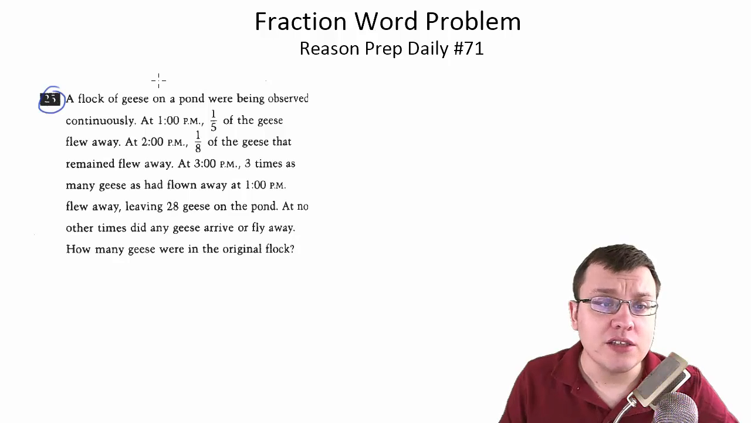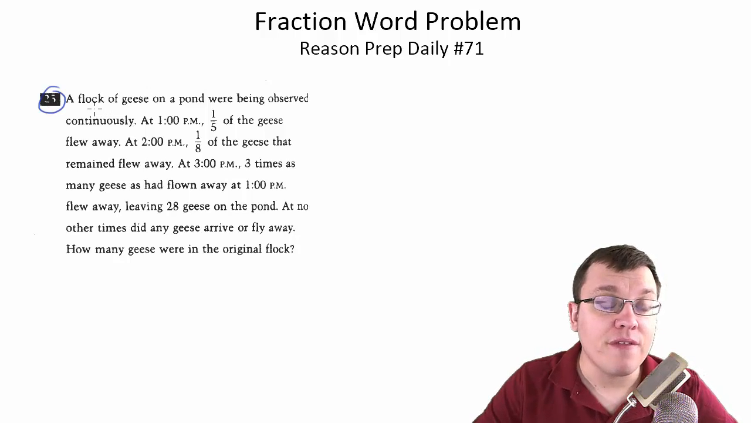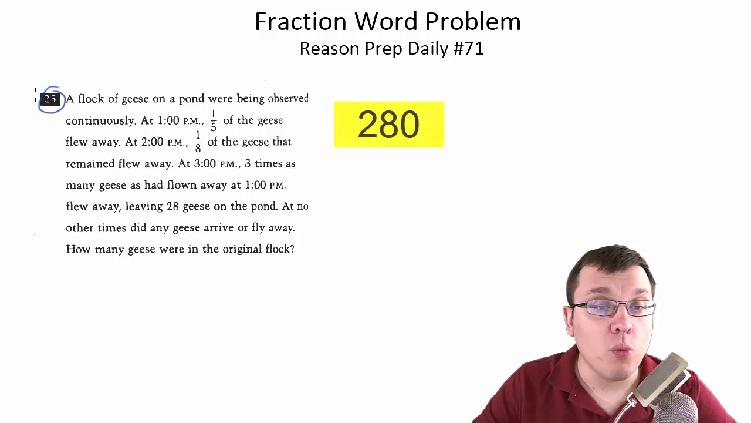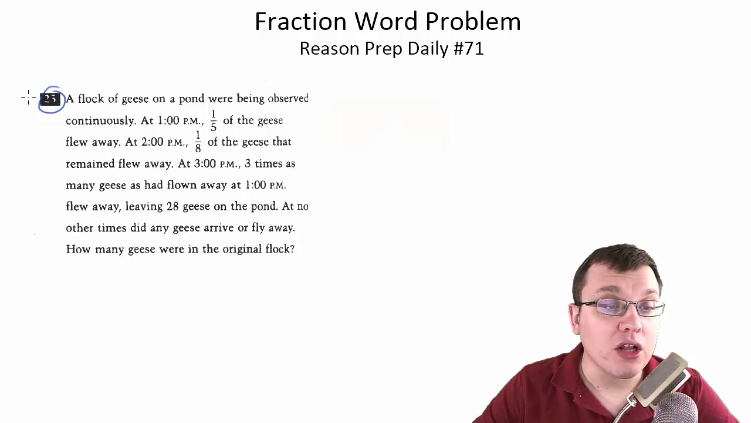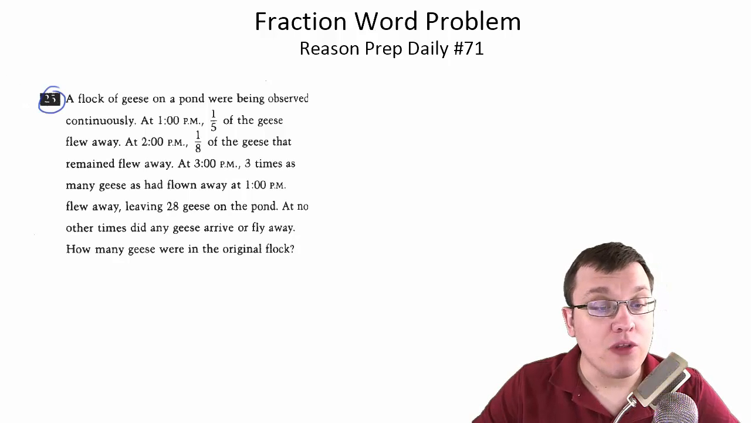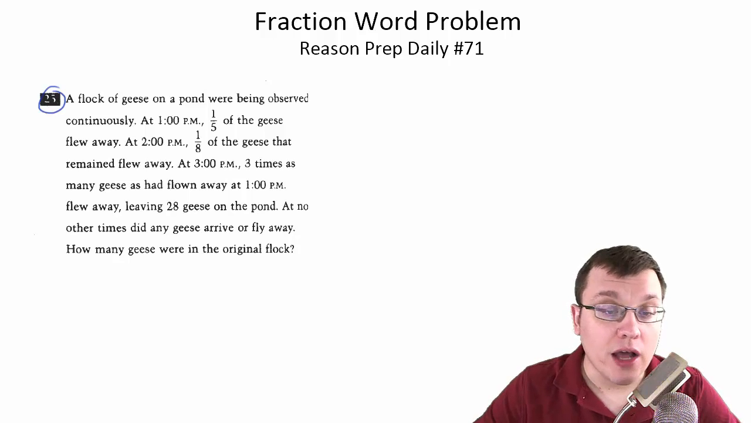A flock of geese on a pond were being observed continuously. At 1 o'clock, 1/5 of the geese flew away. At 2 o'clock, 1/8 of the geese that remained flew away. At 3 o'clock, 3 times as many geese as had flown away at 1 o'clock flew away, leaving 28 geese on the pond. At no other times did any geese arrive or fly away. How many geese were in the original flock?